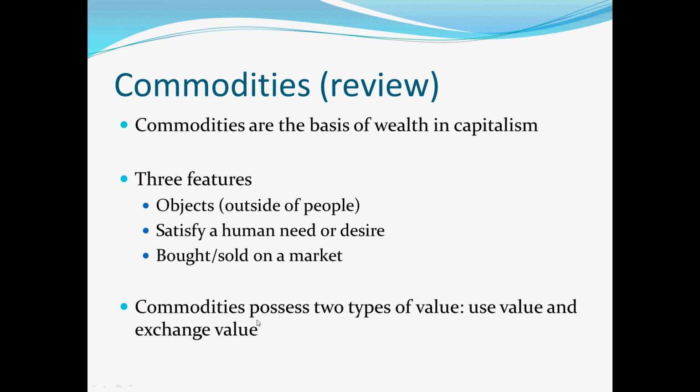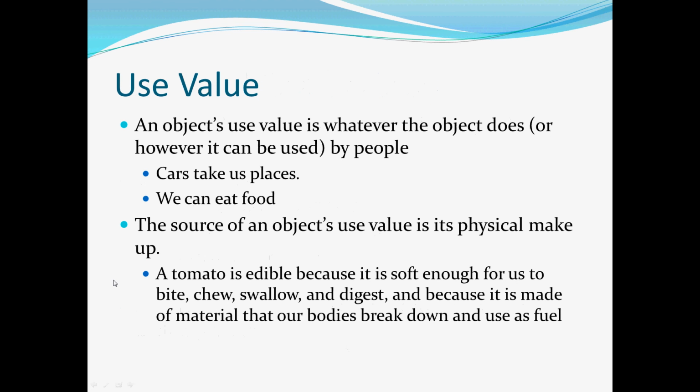As we discussed in class, commodities possess two types of value: use value and exchange value. I'm going to go through these relatively quickly. With use value, the use value is whatever the object does. The use value of a car is that it can take us places. The use value of food is that we can eat it. The use value of chalk is that I can draw on a blackboard with it.